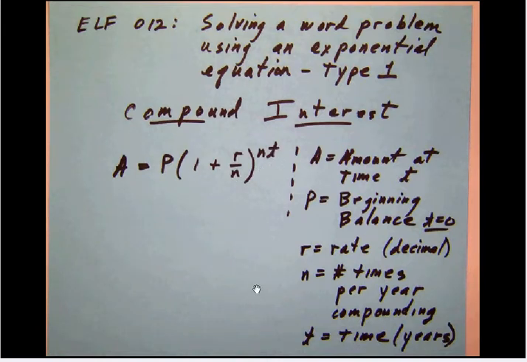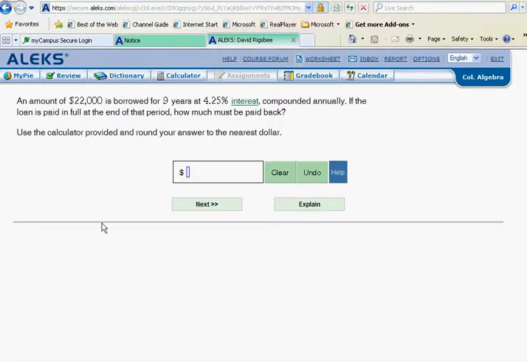Let's go back now and see what we have in this particular case. An amount of $22,000 is borrowed, so that's going to be our principal amount, for 9 years. That's our time, at an interest rate of 4.25%, which we would have to express as a decimal, 0.0425, and we are compounding annually here, so n is 1. So what we're going to need to do is take all of these inputs, plug them into the formula, and then see what happens after that.